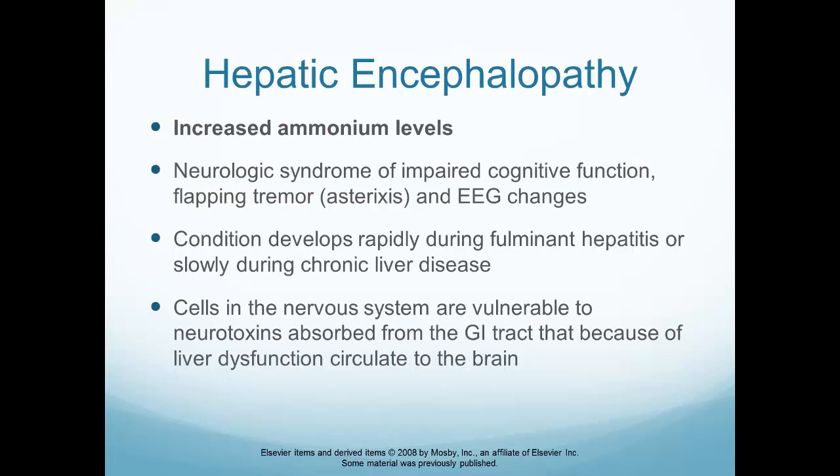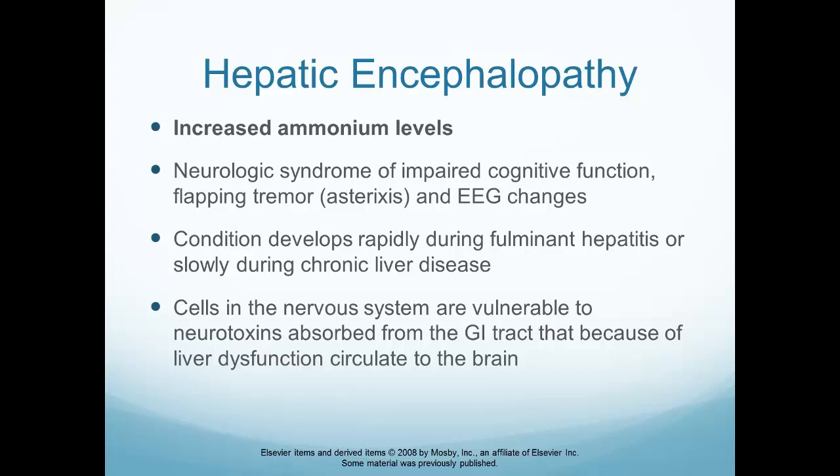Hepatic encephalopathy is a condition where the patient has increased ammonia levels in the blood, and this is the result of incomplete or ineffective protein metabolism by the liver. The liver is not metabolizing protein. Protein is starting to back up in the body and is starting to build up.